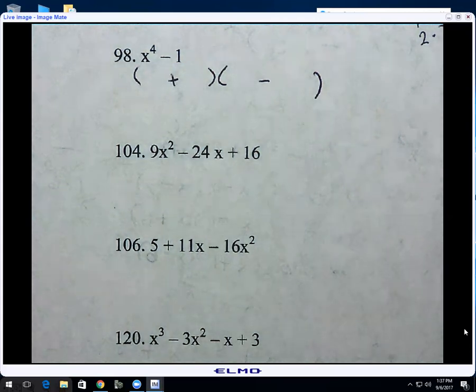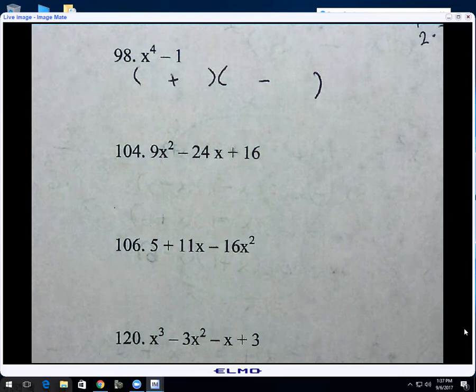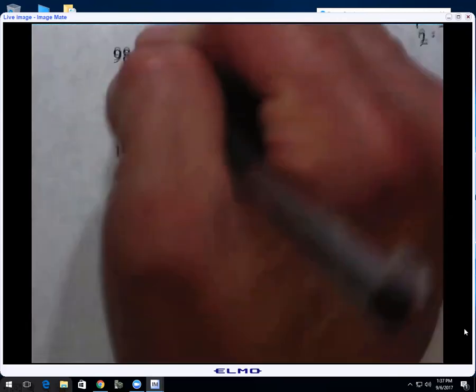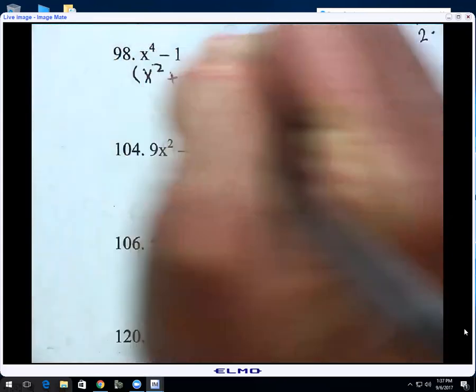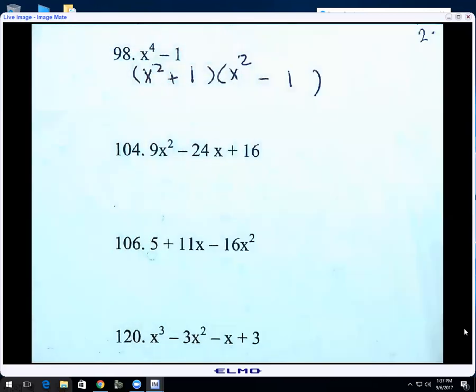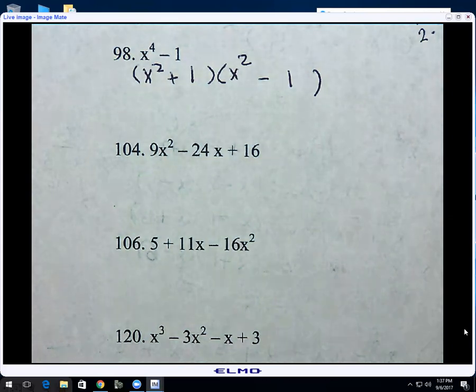So how do you factor x to the 4th minus 1? What does it factor into? X squared plus 1 times x squared minus 1. Does it matter which one of those factors you write first? Nope. Put x squared minus 1 times x squared plus 1, same thing.